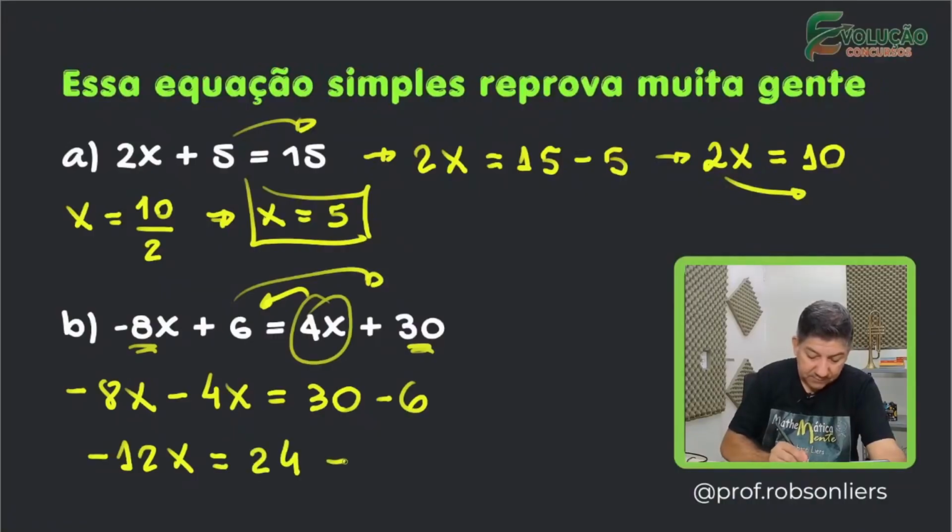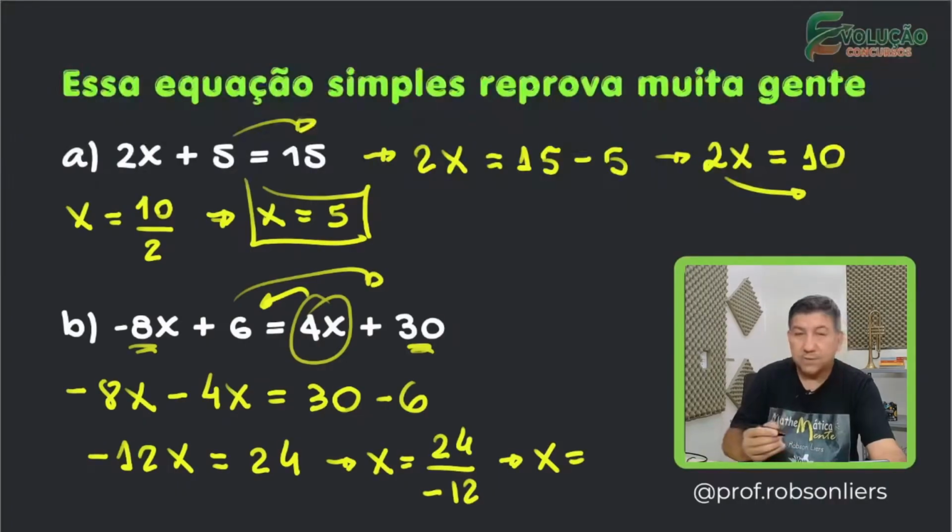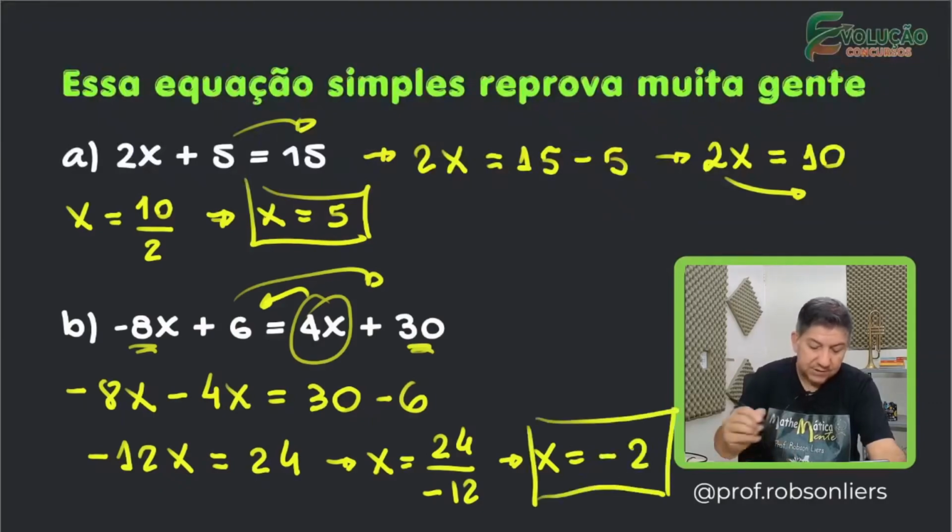So here, look, moving minus 12 to the other side, it will be like this. x equals 24 divided by minus 12. Solving this division, 24 divided by 12 is 2. Since 24 is positive and 12 is negative, plus divided by minus is minus, okay? So 24 divided by minus 12 is minus 2. We found here the value of x and the root of the equation.